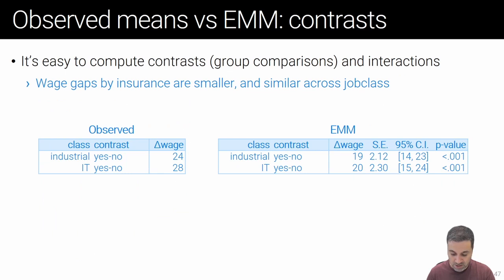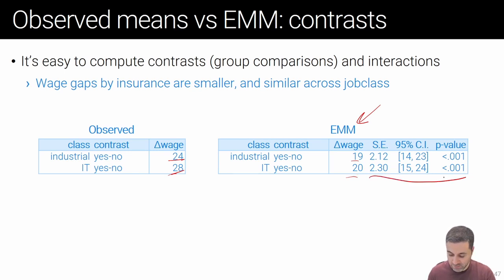Let me give you another example of contrasts. In this case, we have the comparison between insurance yes or no by job class. What we saw is that in general, in industrial, if you have insurance, you should expect 24K more than if you don't have insurance. And in IT, it should be 28 more. Okay, that's fine. But if we look at the model, those estimates turn into 19 and 20. So you see, the difference is actually smaller than it seems.